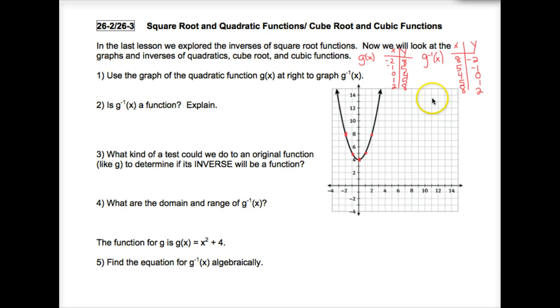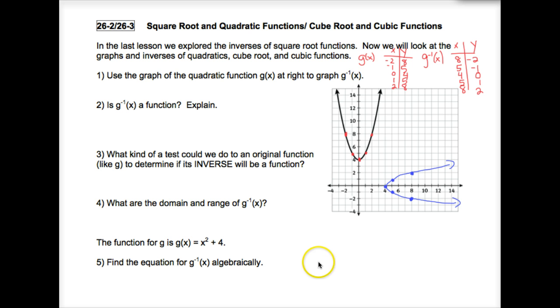So I need to plot these. So 8, negative 2, right 8, down 2, and here that goes. 5, negative 1, right here. 4, 0, 5, 1, and 8, 2. So then I want to connect those points with the shape I know it's supposed to have. And there is the graph of my inverse. So that's the end of number 1 there.